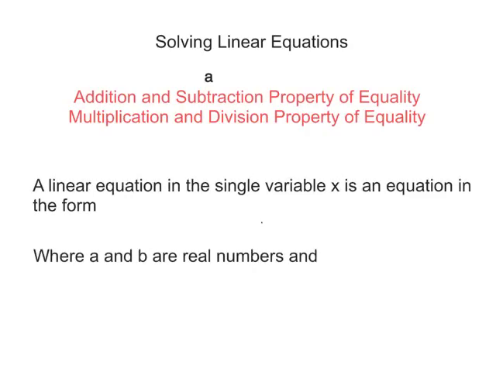A linear equation in the single variable x is an equation in this form: a times x plus b is equal to 0. Now what that means is that the equation itself can be put in that form. It may not look like that to begin with, okay? And the a and the b have to be real numbers, and a cannot be equal to 0.